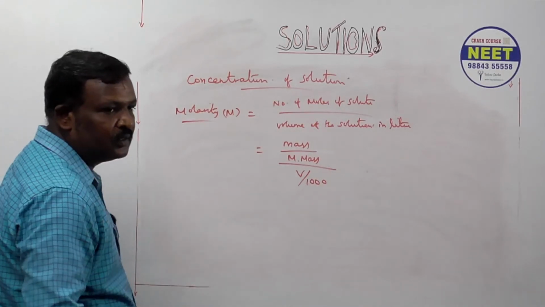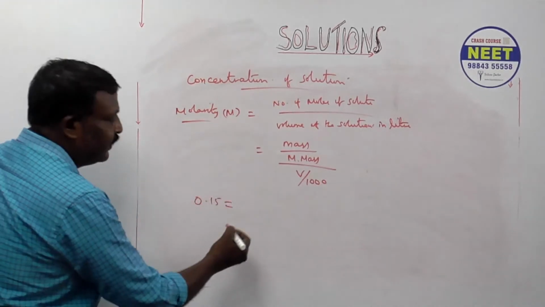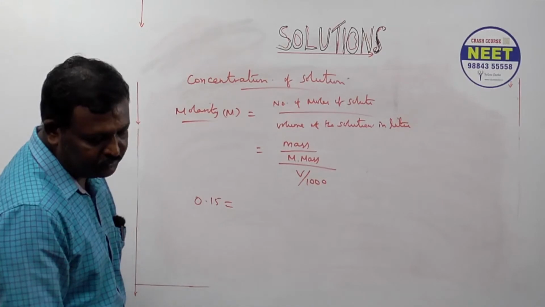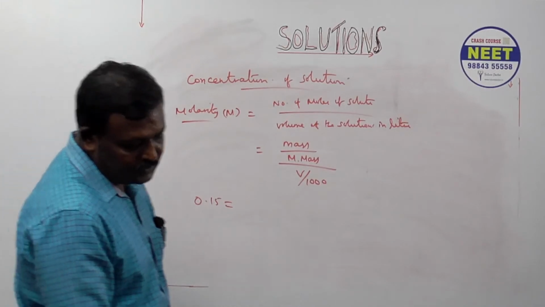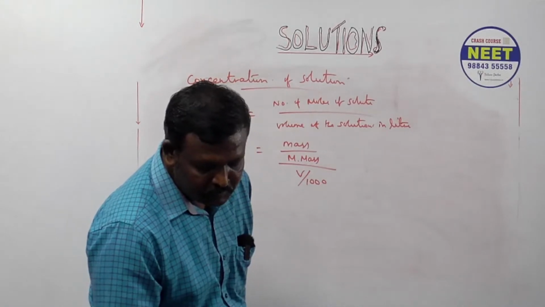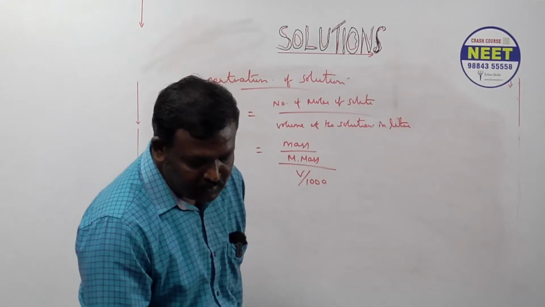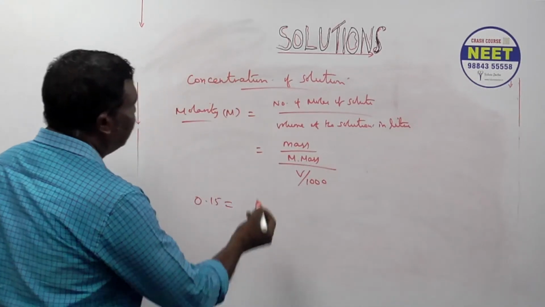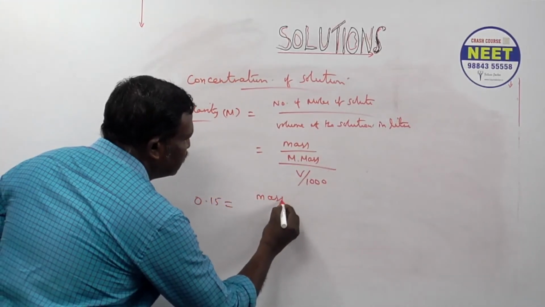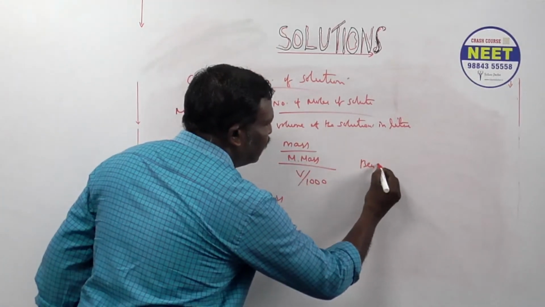What's given? 0.15 is given, no? What is it? Number of moles of solid. How much solid? To prepare 250 ml of solution. Calculate the amount of benzoic acid means what? Amount of benzoic acid means mass. Molar mass of benzoic acid means what? What's the formula for benzoic acid?